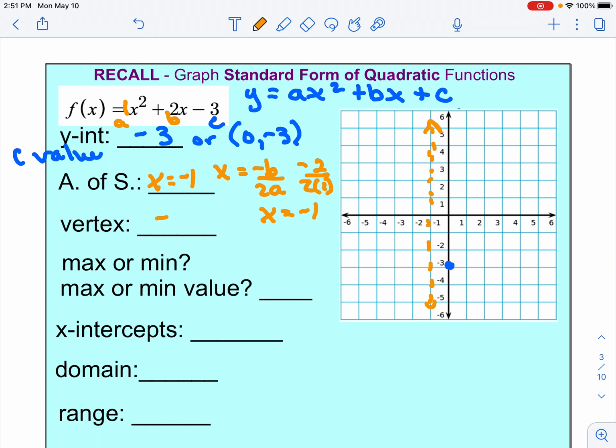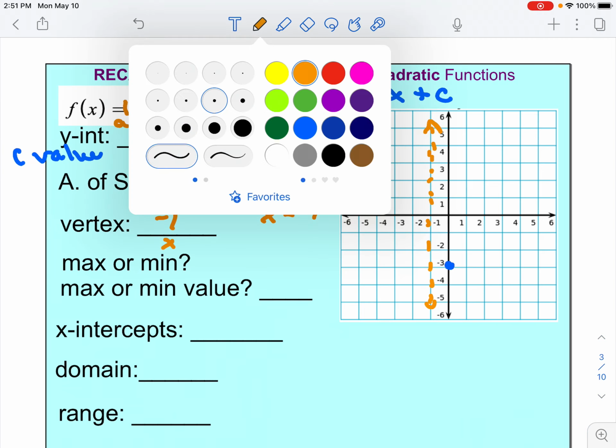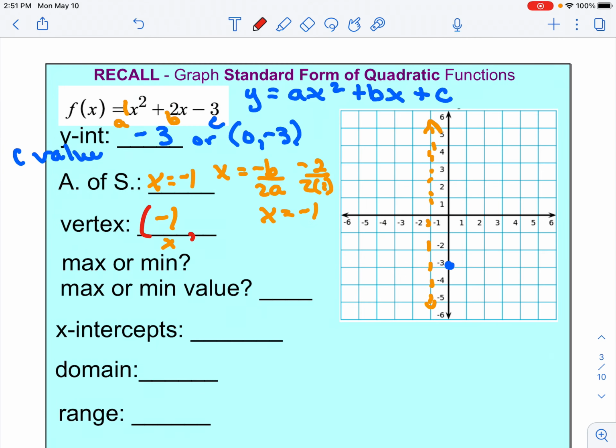So that means our vertex x value is -1. So it's -1, something. I need to find the y value when x equals -1. So I take the -1 and I put it into this equation. So I would take -1 squared plus 2 times -1 minus 3.